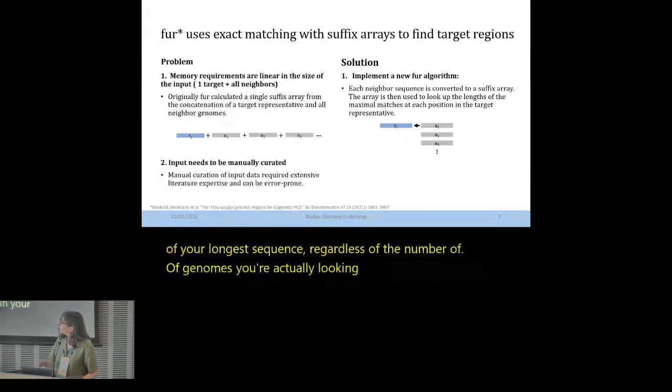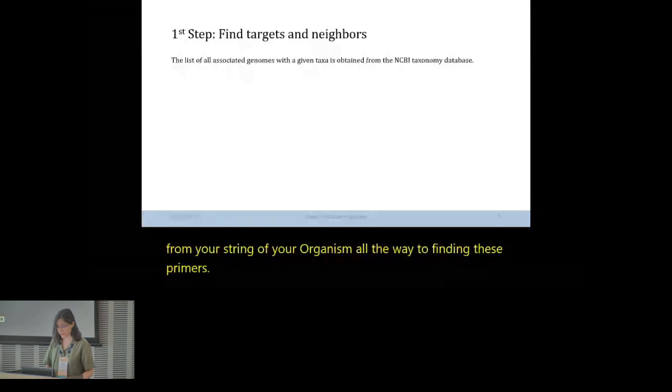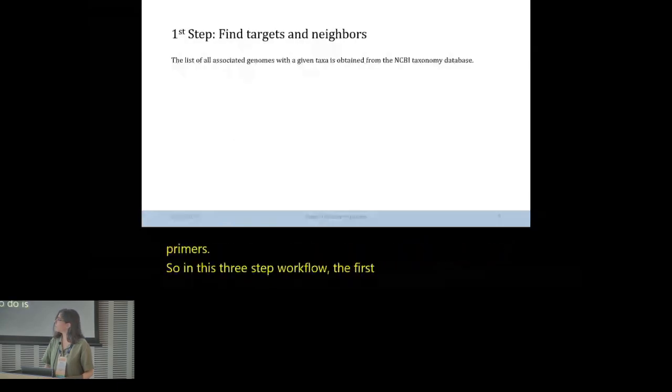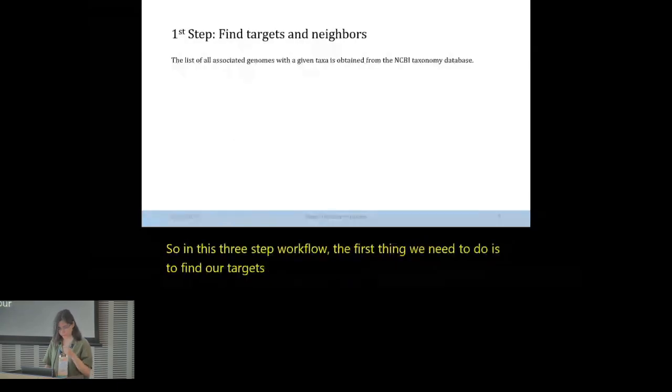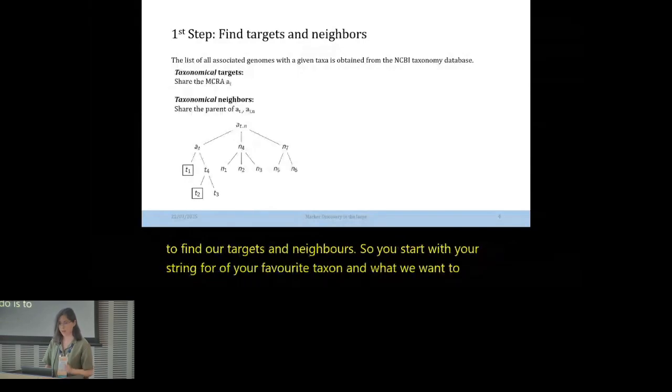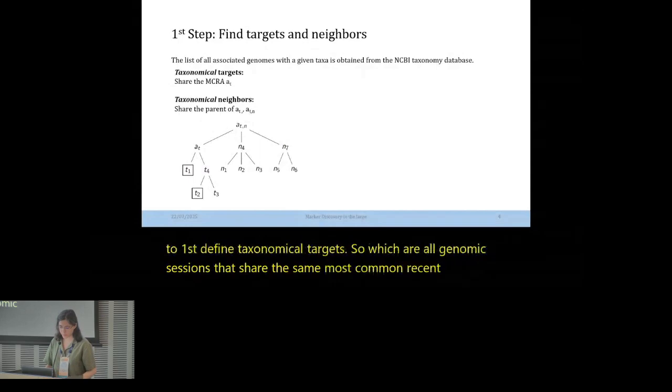So, in summary, my short talk is this workflow for finding these marker regions, starting all the way from the name of your organism to finding these primers. In this three-step workflow, the first thing we need to do is define our targets and neighbors. You start with the name of your favorite taxon. What we want to do is first define taxonomical targets, which are all genome accessions that share the same most recent common ancestor or the taxon ID.